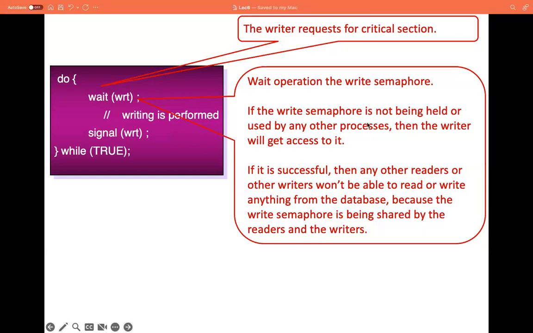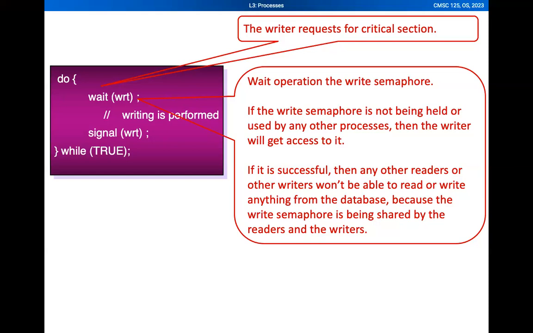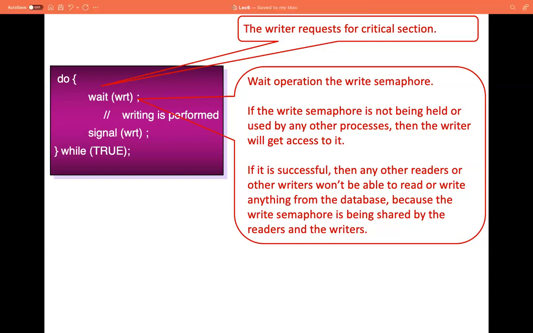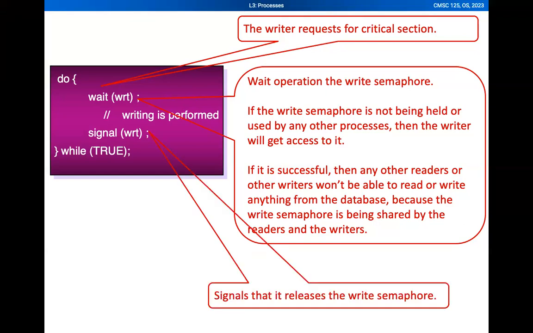If the write semaphore is not being held or used by any other processes, then the writer will get access to it. If it is successful, then no other readers or writers will be able to read or write anything on the database because the write semaphore is shared by the readers and writers. We have also mentioned in our rule that once a writer starts writing, no other readers can read the database and no other writers can write on the database as well. Once it is done writing, it signals, releasing the write semaphore.